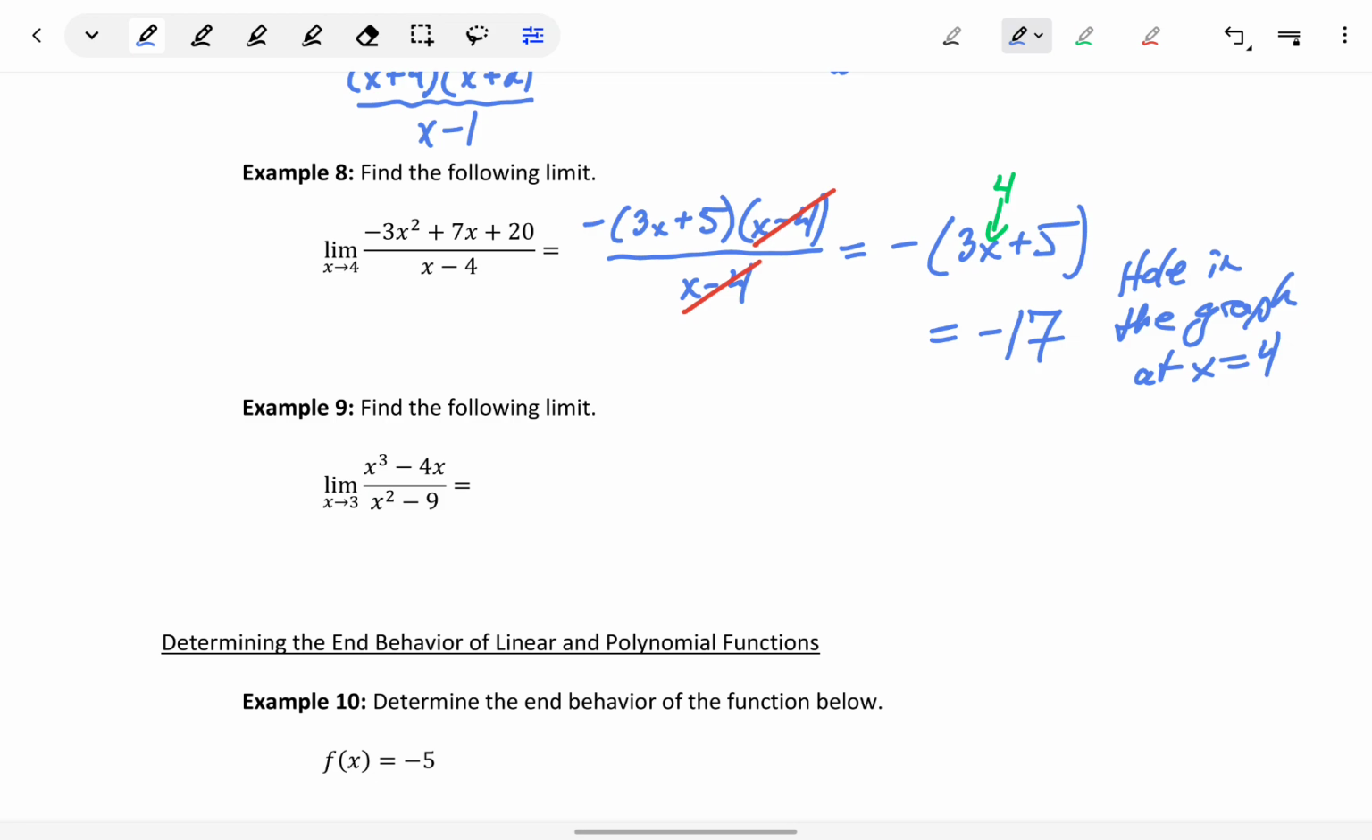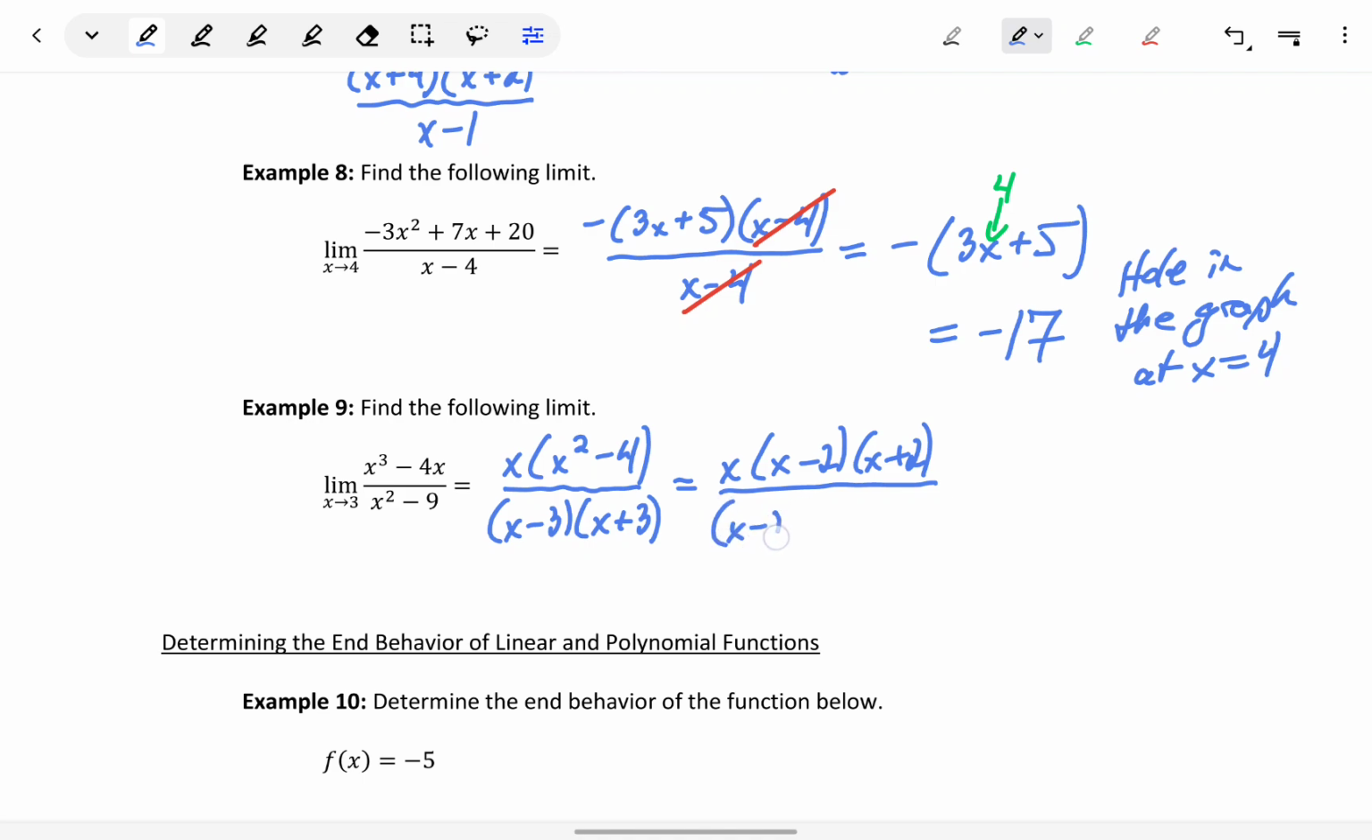In example 9, 3 squared minus 9 will give us 0 in the denominator, so we'll try to factor and reduce. Factoring out an x in the numerator will leave us with x times x squared minus 4. The denominator will factor using difference of squares, and then we can factor the numerator a little bit further using difference of squares again to get x times x minus 2 times x plus 2 all over x minus 3.